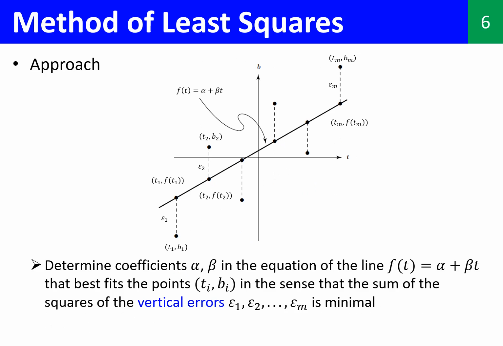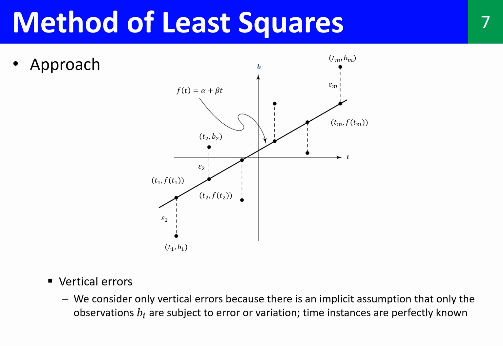In the method of least squares, the straight line we are interested in is the one that minimizes the sum of the squares of the vertical errors epsilon 1, epsilon 2 up to epsilon m. So basically we want to find the coefficients alpha and beta in this straight line equation that minimize those squared errors.